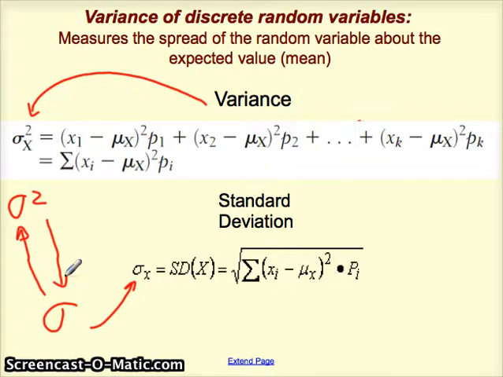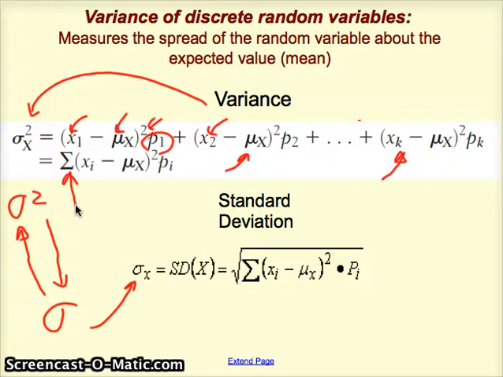You're responsible for this formula. You'll have to execute this formula on a quiz or test in class. Notice what's happening. We're taking every outcome minus the mean, so there's distance from the mean. For variance, we square the difference and multiply by probability. We do that for every outcome, every value, dot, dot, dot, up to the last value. And then we sum those things together.